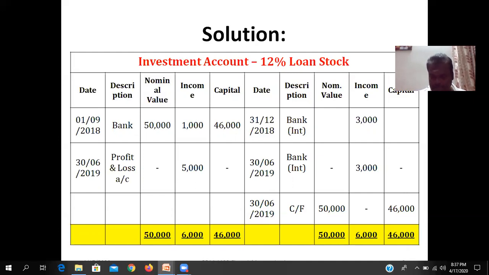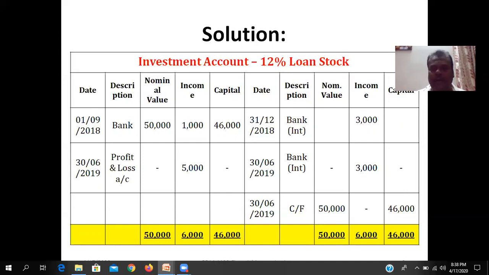So then after 31st December 2018, what is the next date of interest calculation? That should be on 30th June 2019. So again, we should compute the interest on 30th June 2019. You know that will be the same amount of 3,000. So bank account debit, investment account credited. So it is recorded under the income column in the credit side of investment. Then we don't have any more transactions, so we can close the account.